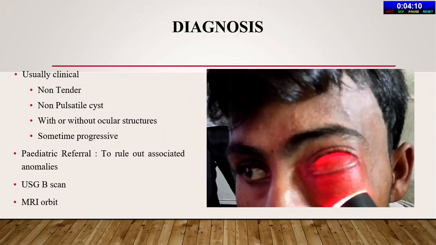Diagnosis is basically purely clinical, a non-tender, non-pulsatile cyst present either in the central or inferior orbit, with or without ocular structure. Sometimes it might be progressive. Pediatric referral has to be done to rule out any ocular or systemic anomalies. USG B-scan and MRI are done to rule out any other associated pathology and to know the exact location of the cyst.